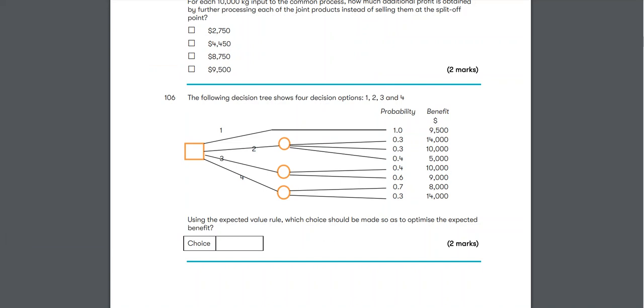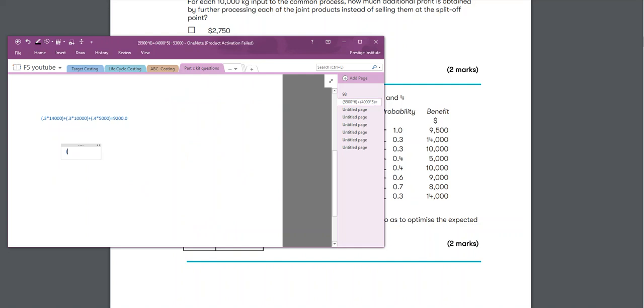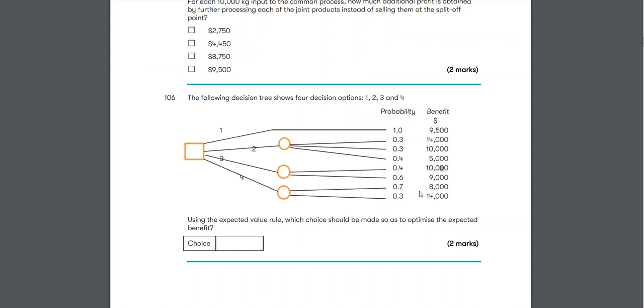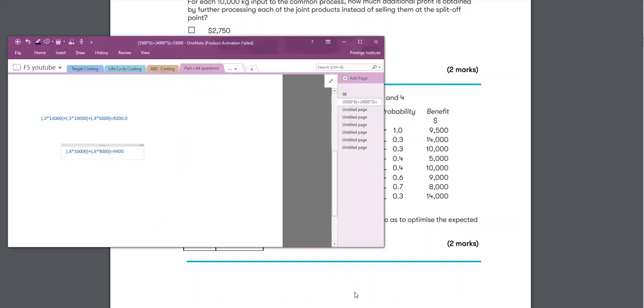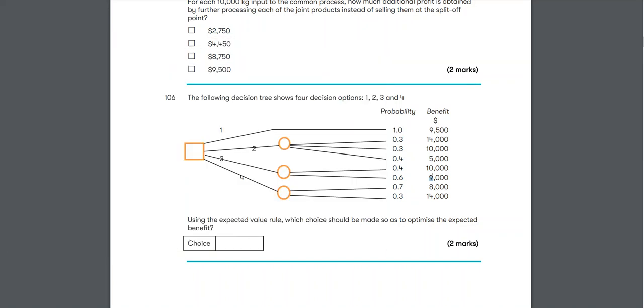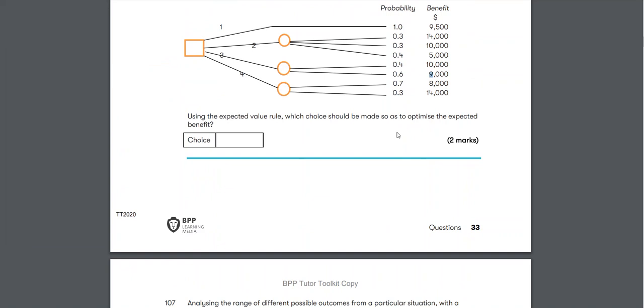Now let's look at the others. 0.40 multiplied by 10,000. 0.60 multiplied by 9,000. 9,400. This is also lower than the first one. And let's look at the fourth one. 0.70 multiplied by 8,000. 0.30 multiplied by 14,000 becomes 9,800. So this gives us the highest return. So choice 4 would give us the highest. So our decision would be choice 4.